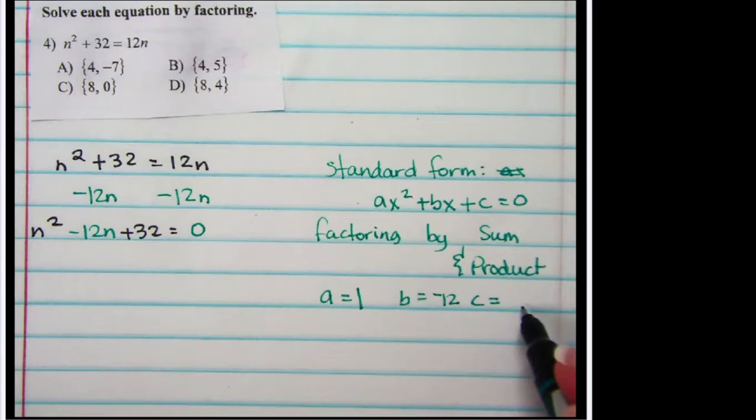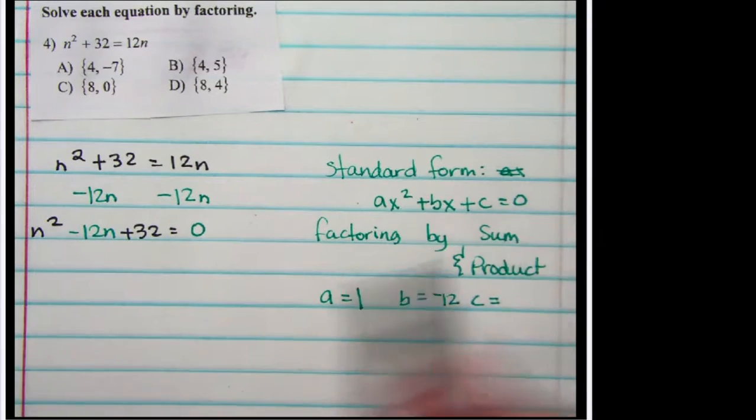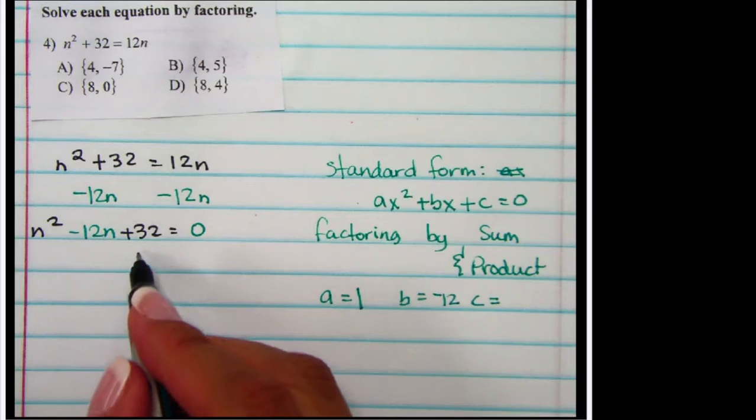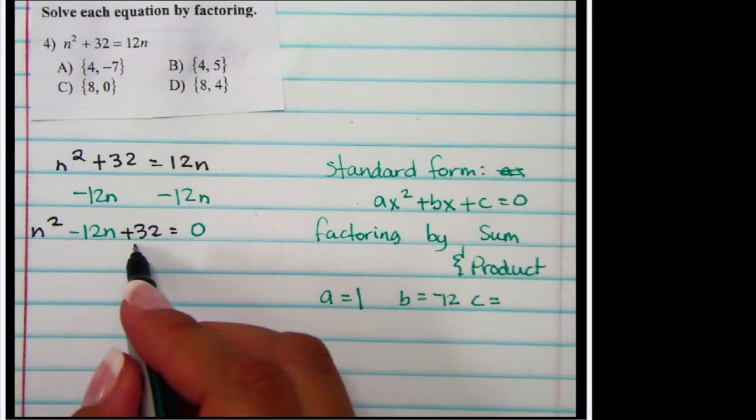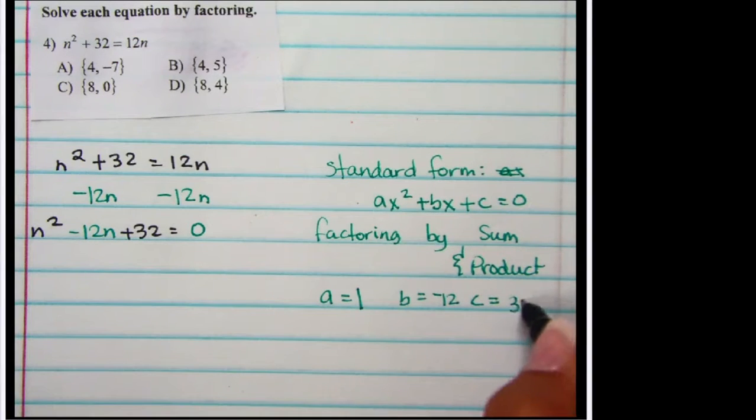I need to find out what C is, and looking at my standard form, C does not have a variable of any kind. It is the constant. Looking at my equation, the only number that doesn't have a variable on this left-hand side is this number right here, 32. And so my constant C is 32.